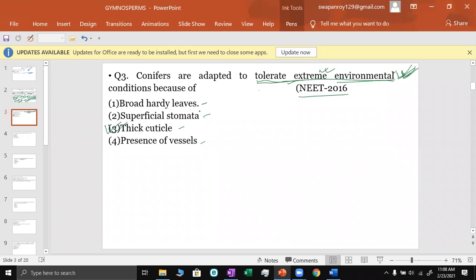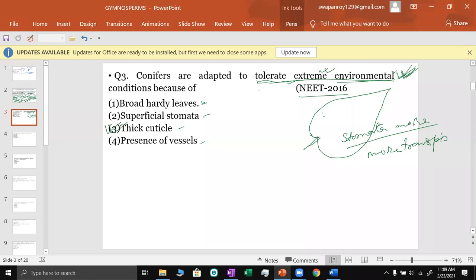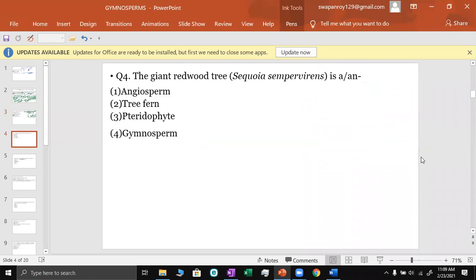See, broad leaves. If the leaf surface area is more, then the number of stomata will be more. Bigger the leaf, more stomata. More stomata means more transpiration. Transpiration, that is water loss.